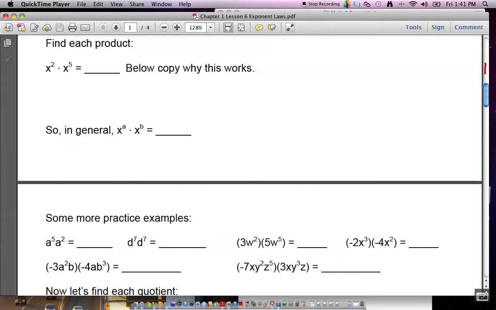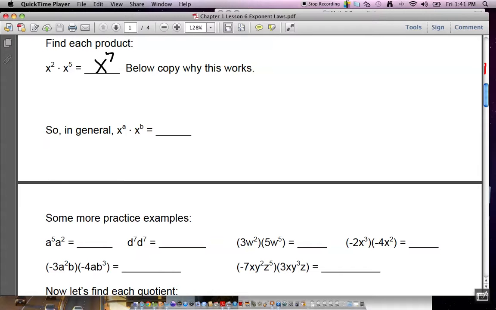Does anybody here think they know what x to the second times x to the fifth is going to be? What do you think? No. You think it's x times x? No. Well, that's how we're going to understand what the answer comes out to be. The answer actually works out to be x to the 7th.